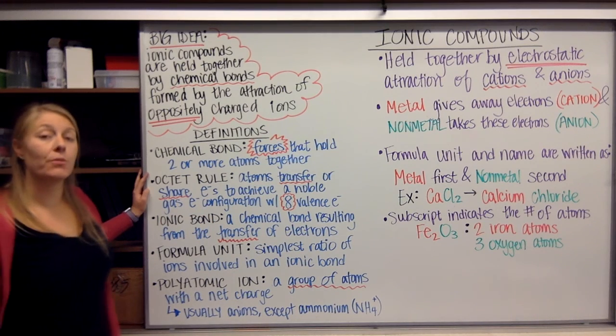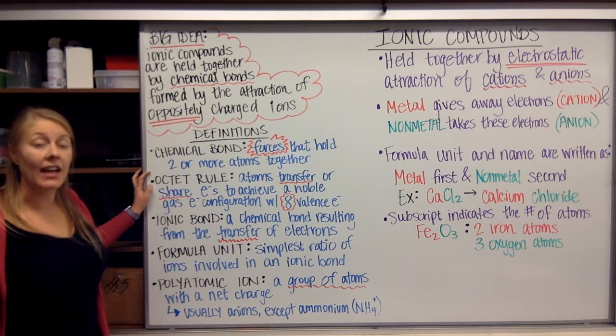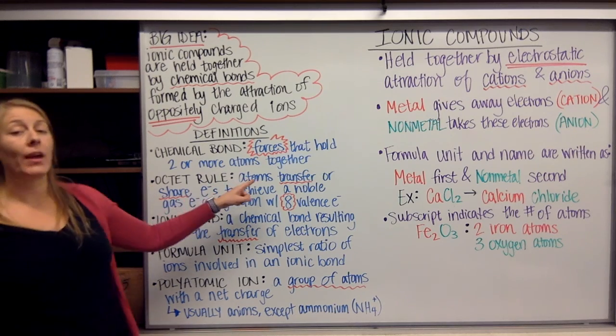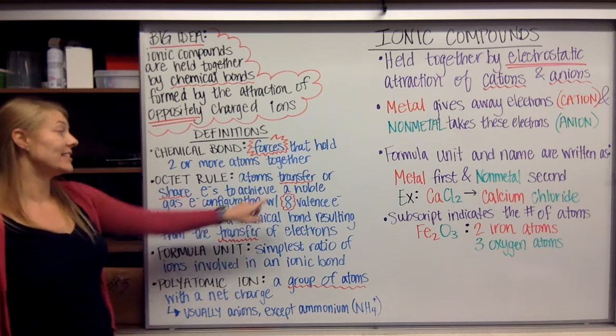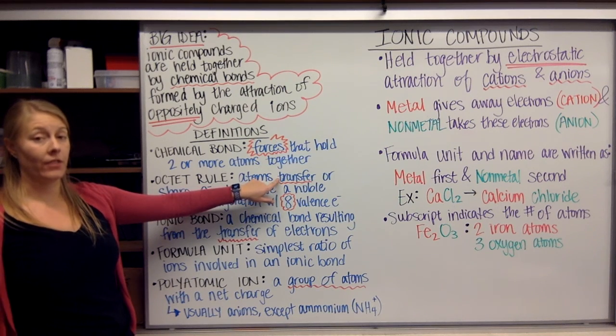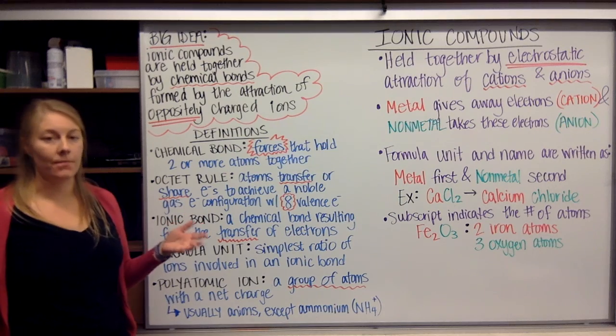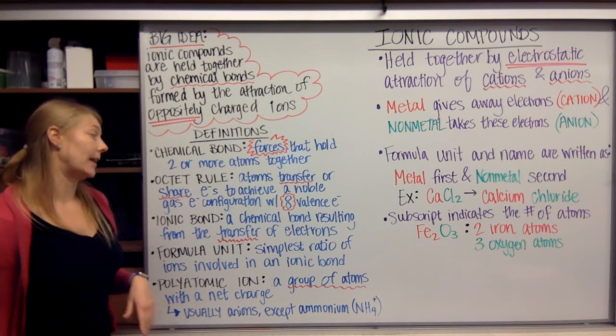The octet rule is really going to be what we see with any kind of bond that forms and why that bond forms. So atoms are going to transfer or share electrons. Today, we're talking about the transfer of electrons because that's an ionic bond. Sharing of electrons is going to be a covalent bond, and we'll talk about that later.